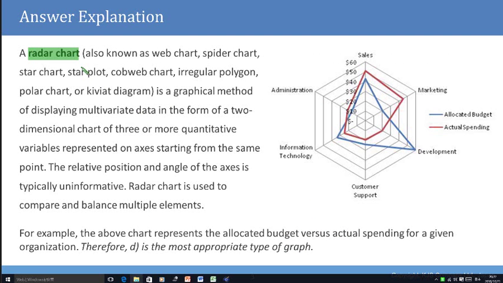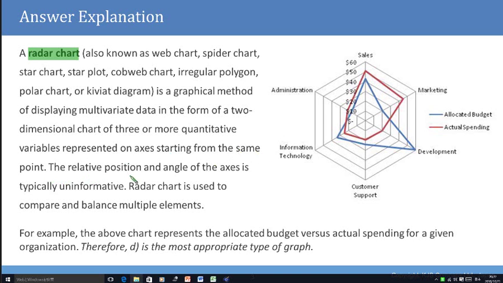A radar chart, also known as web chart, spider chart, star plot, cobweb chart, irregular polygon, polar chart or Kiviat diagram, is a graphical method of displaying multivariate data in the form of a two-dimensional chart of 3 or more quantitative variables represented on axes starting from the same point.